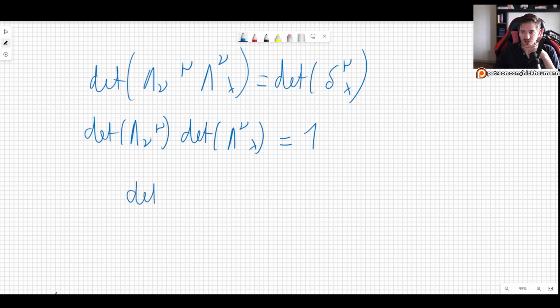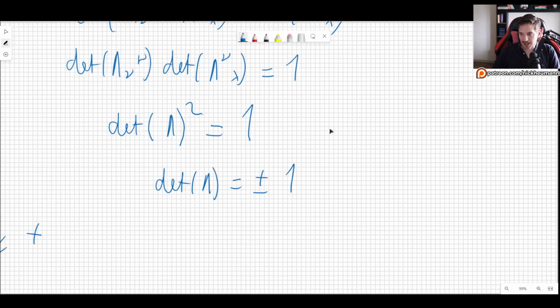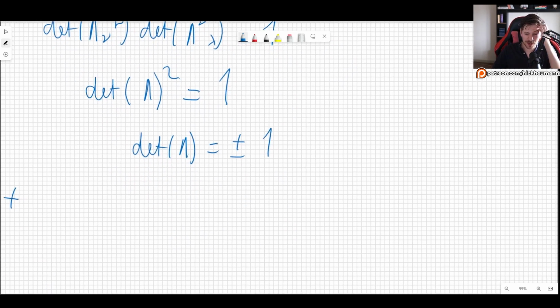So in general, this is going to be just the determinant of lambda, and I guess we can drop the indices. We are not really going to use them anyways. Determinant of lambda squared, which has to be equal to 1. Now, what does this mean? Of course, this means that the determinant of lambda is either plus or minus 1.